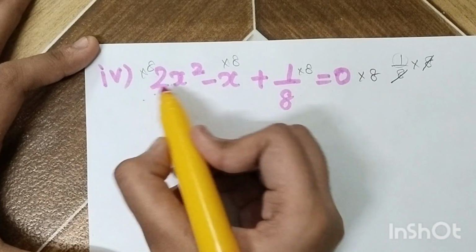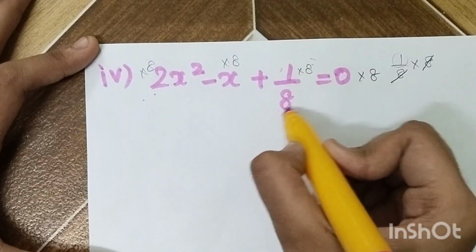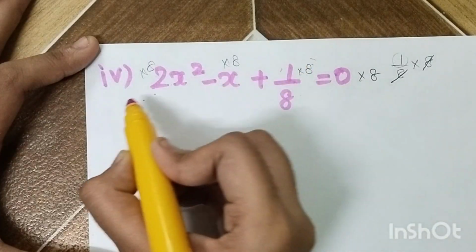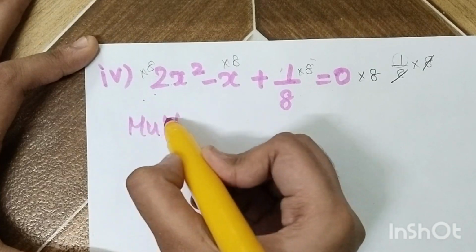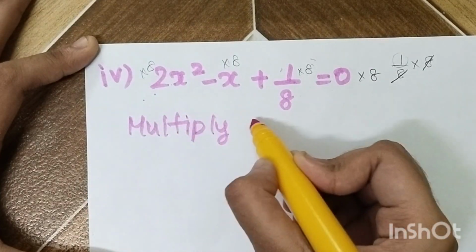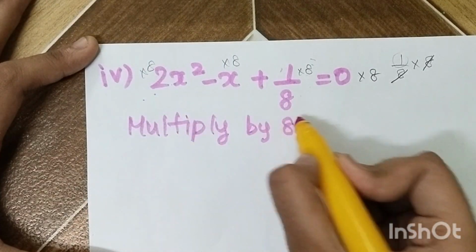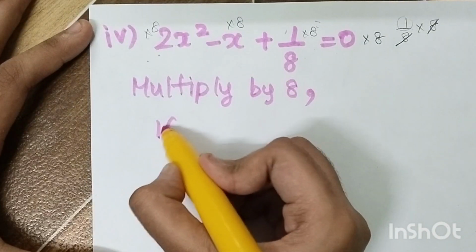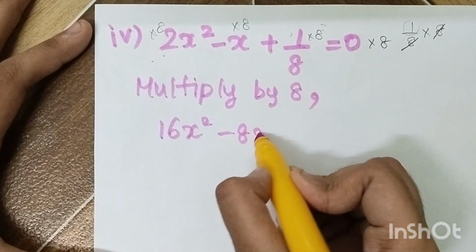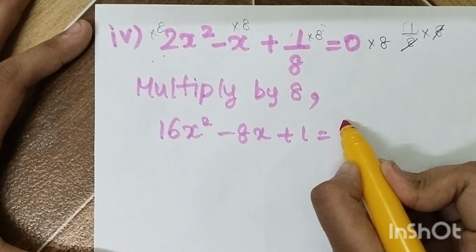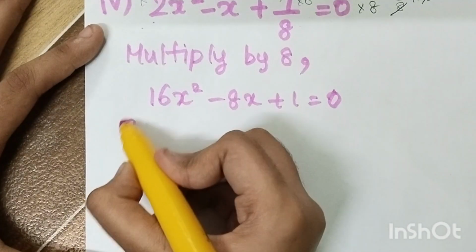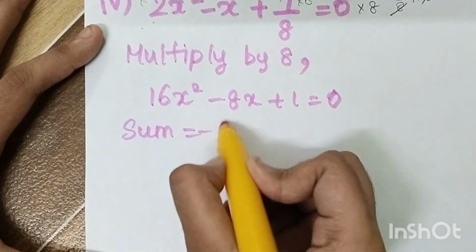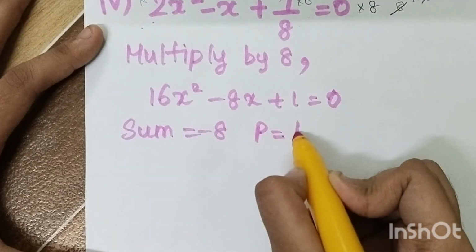I can't multiply only the constant term; instead I have to multiply the whole equation by 8. So I get 16x² − 8x + 1 = 0. Okay, so now this is my equation. My sum is −8 and my product is 16.